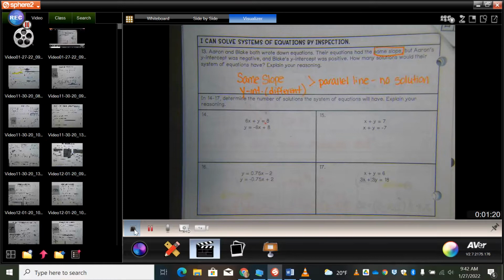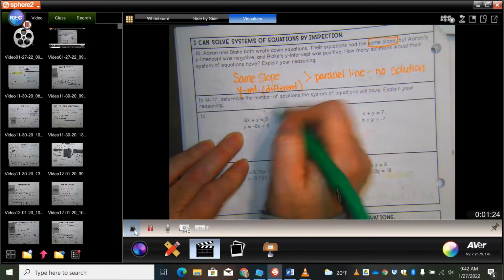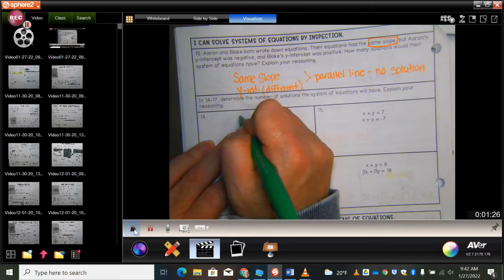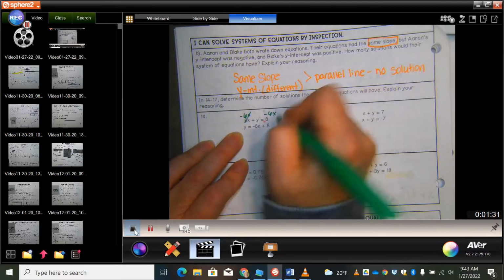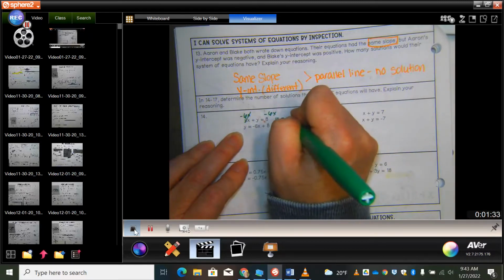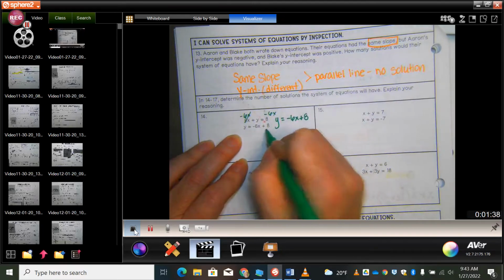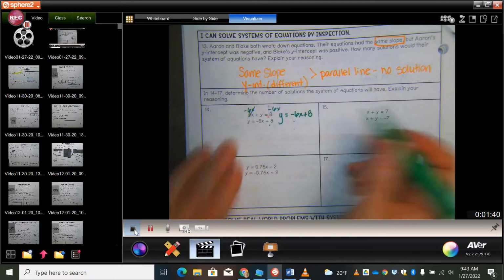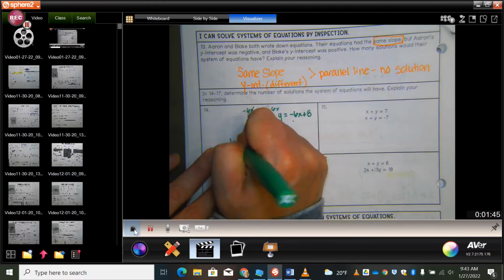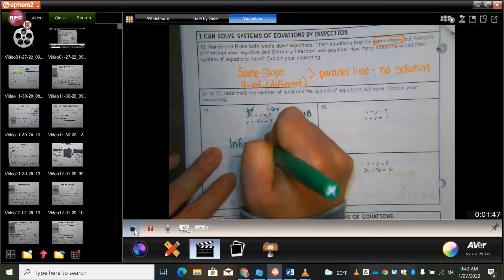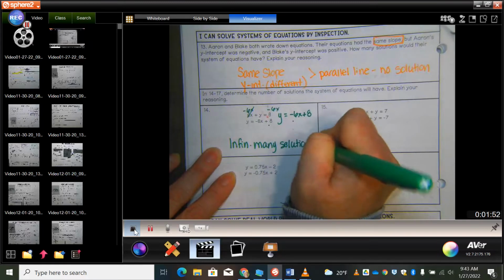Okay, in this one, well, because they're both not in the same form yet, we're going to make them in the same form. So I'm going to turn this first one into slope-intercept form by subtracting 6x from both sides. So that leaves me with y equals negative 6x plus 8. And now if you notice, these two are identical because they are now the exact same equation. It will have infinitely many solutions. It would be the exact same line if you were to graph it.